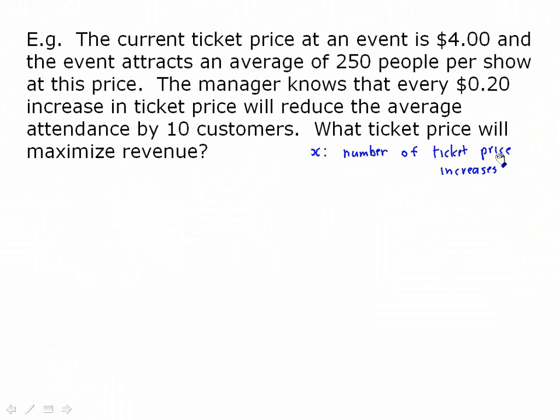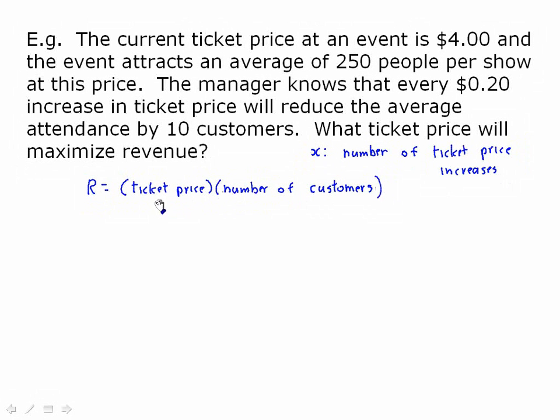And then we could set up a formula for the revenue, which would be equal to the product of the ticket price. So whatever the ticket price is, increase or decrease, multiplied by the number of customers. So currently, $4 times 250.